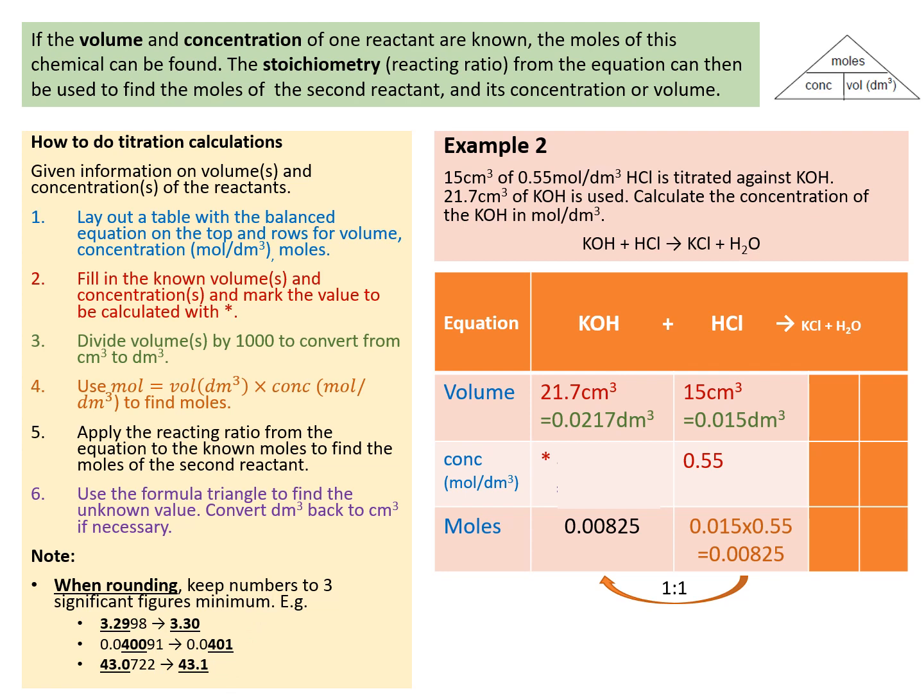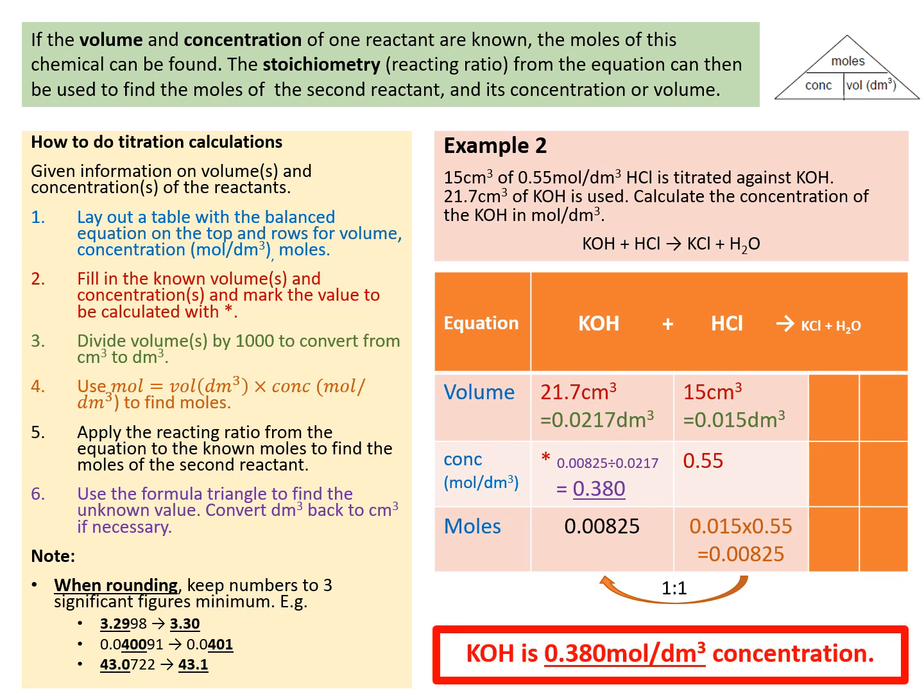So in this case, 0.00825 divided by 0.0217, giving us 0.380 moles per decimeter cubed, which is my final answer. So KOH is of a 0.380 mole per decimeter cube concentration.